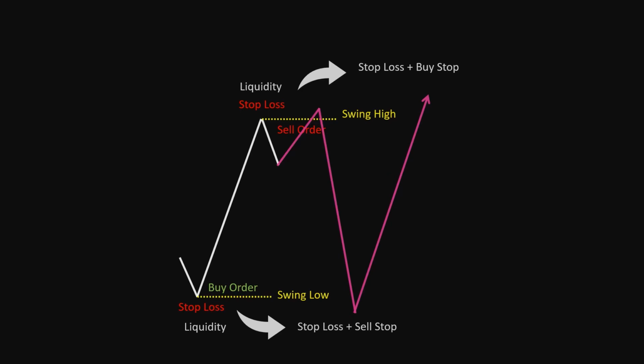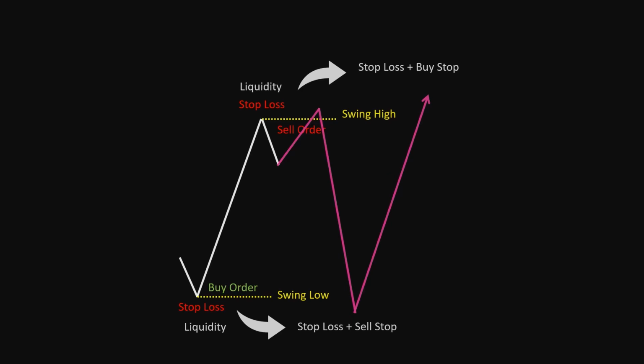These concentrations of orders create high liquidity zones. Now here's the critical insight. Markets are drawn to areas with high liquidity because that's where large volumes of transactions can take place. Price isn't likely to respond strongly in the middle of a range where there are fewer orders. But when price reaches one of these liquidity zones above highs or below lows, we often see sharp reactions.